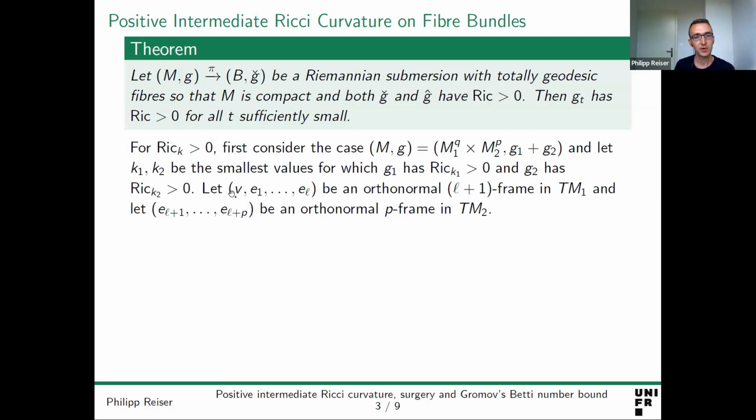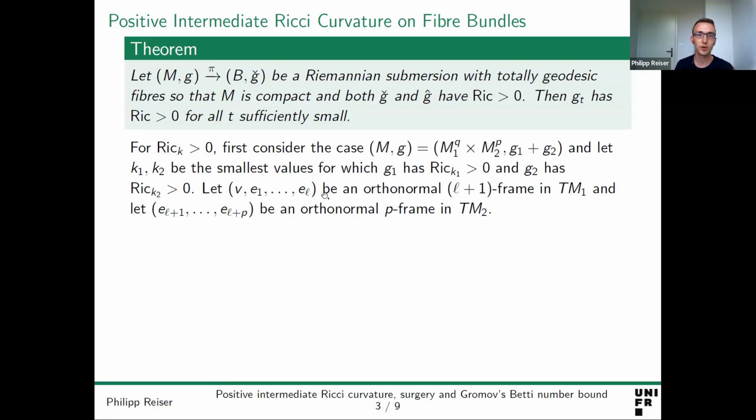So let's start with a vector tangent to M1, and we extend it to an orthonormal (l+1)-frame for some number l, so that this whole frame is tangent to M1, and we take a full orthonormal basis in the second factor.